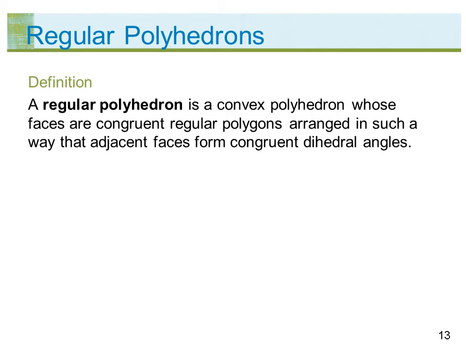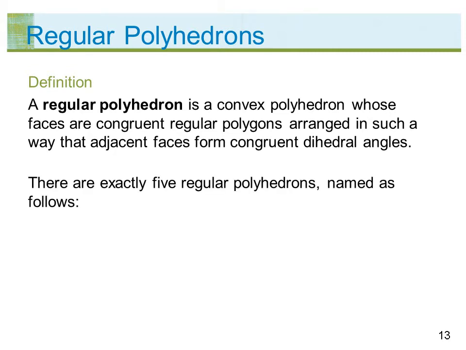Definition. A regular polyhedron is a convex polyhedron whose faces are congruent regular polygons arranged in such a way that adjacent faces form congruent dihedral angles. There are exactly 5 regular polyhedrons named as follows.